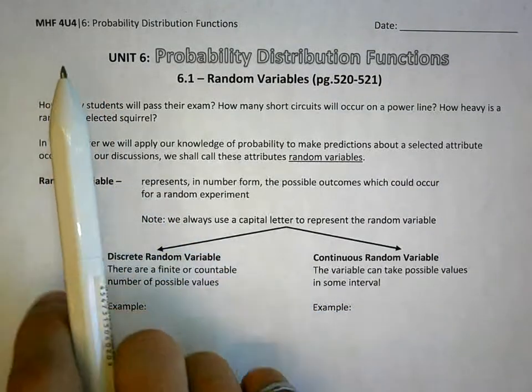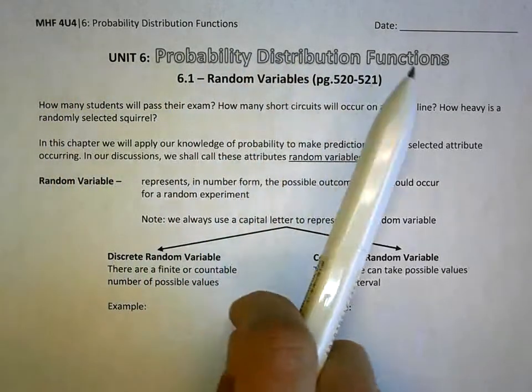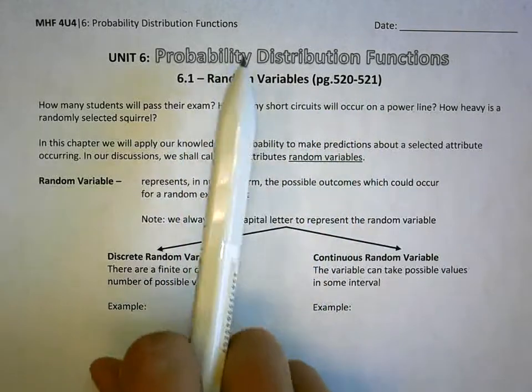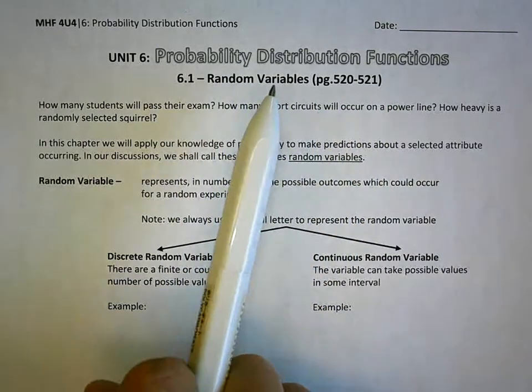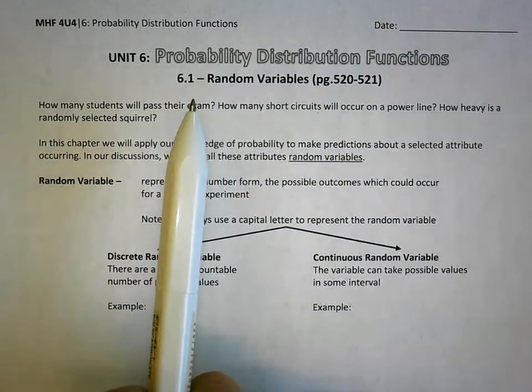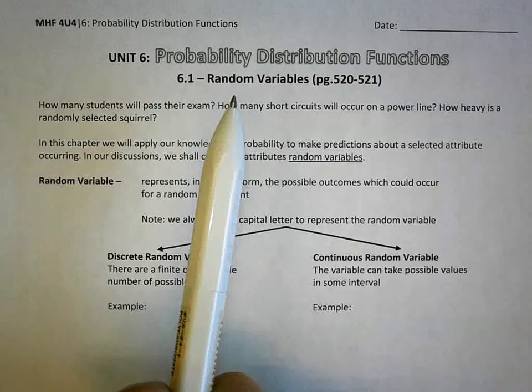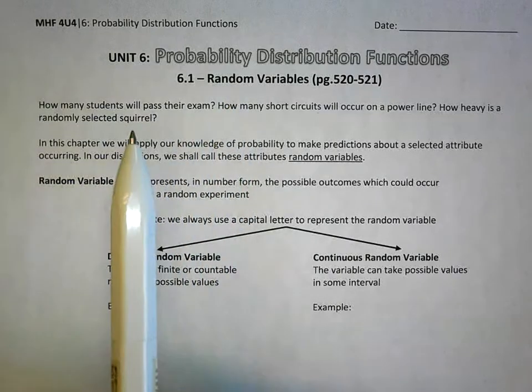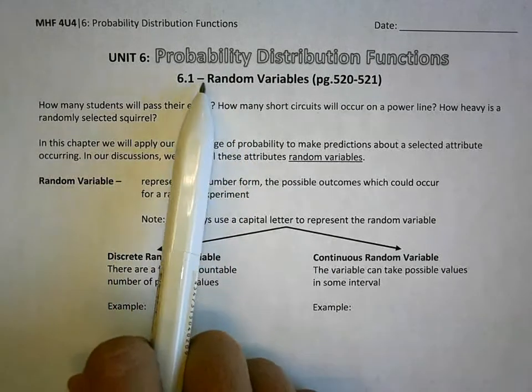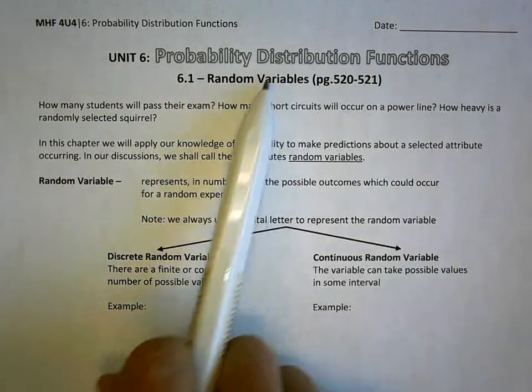11 Math course, Probability Distribution Functions. And this chapter is really where we combine what we learned in statistics with what we learned in probability to make predictions about different populations. So today we're going to look at random variables.